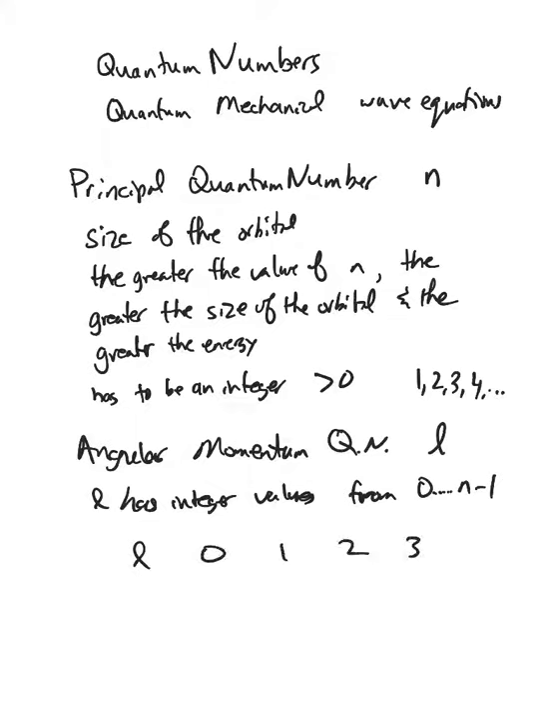So if we have L values of 0, 1, 2, or 3, the letter designations are going to be S, P, D, and F. So if you've got an L value of 0, it can be referred to as an S orbital. L value of 1, it'll be a P orbital. L value of 2 would be a D orbital. And an L value of 3 would be an F orbital. And so those you need to remember.